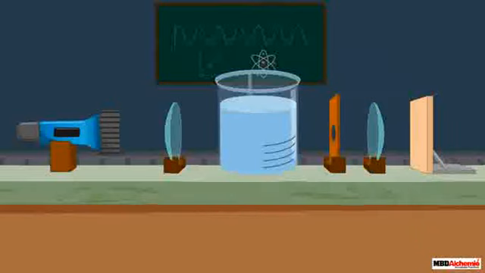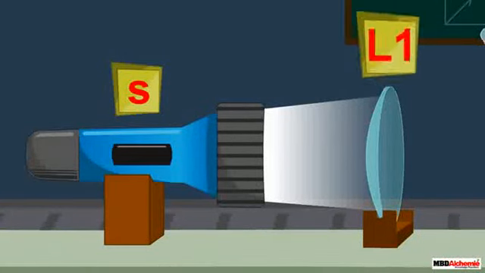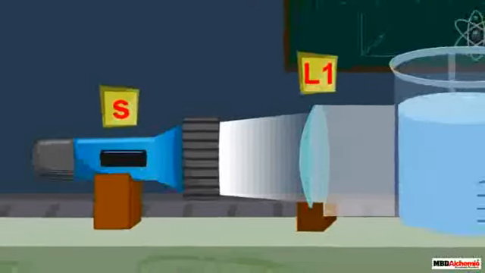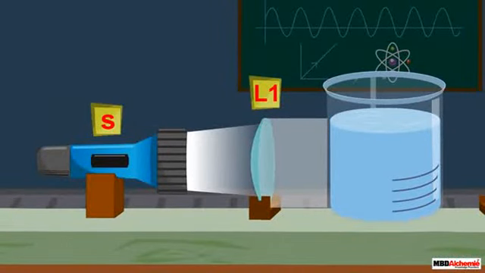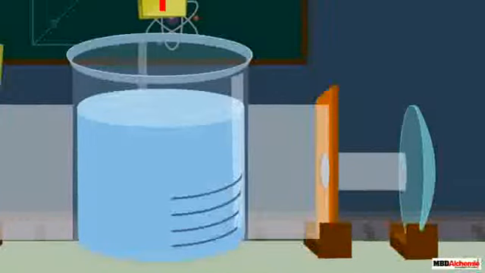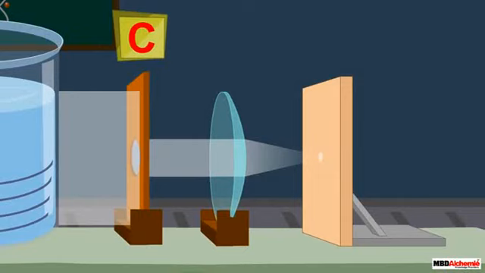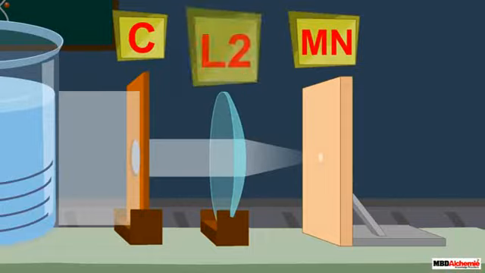Let us do an activity to observe the Tyndall effect. For this, place a strong source S of white light at the focus of a converging lens L1. This lens provides a parallel beam of light. Allow the light beam to pass through a transparent glass tank T containing clear water. Next, allow the beam of light to pass through a circular hole C made in a cardboard and obtain a sharp image of the circular hole on a screen NN using a second converging lens L2.